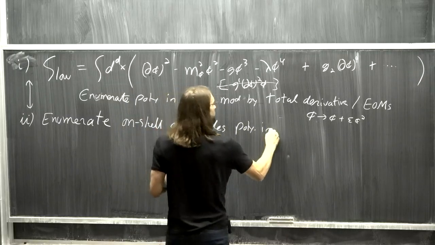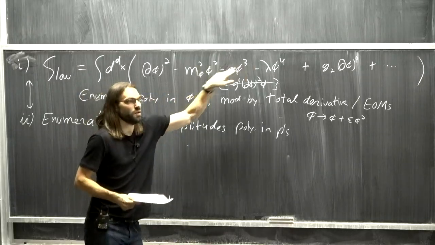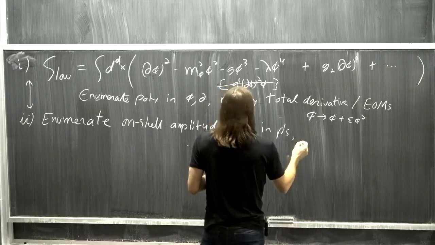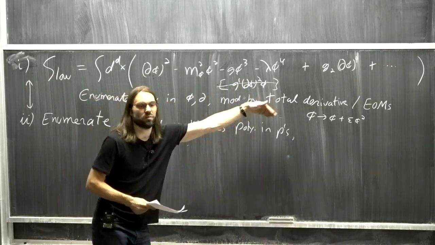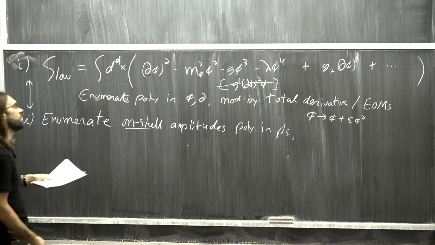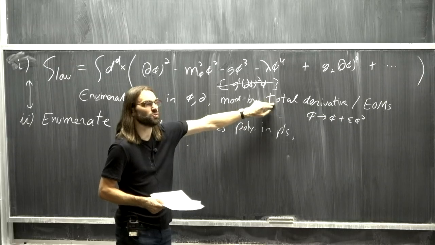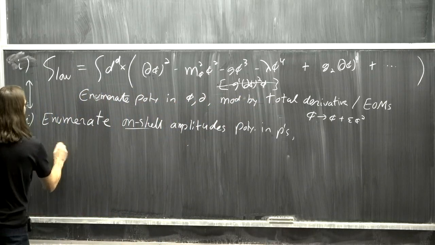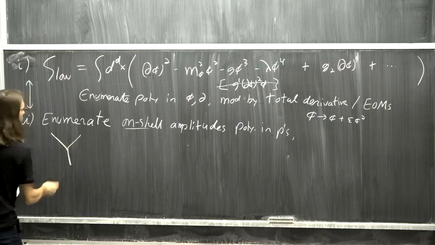polynomial in p's. Each polynomial is going to give you an ambiguity. It's like a polynomial in derivatives, a polynomial in p. Because it's on-shell, you will automatically mod out by the equation of motion. And because the momenta add up to 0, you also automatically mod out by total derivative. It's very effective.